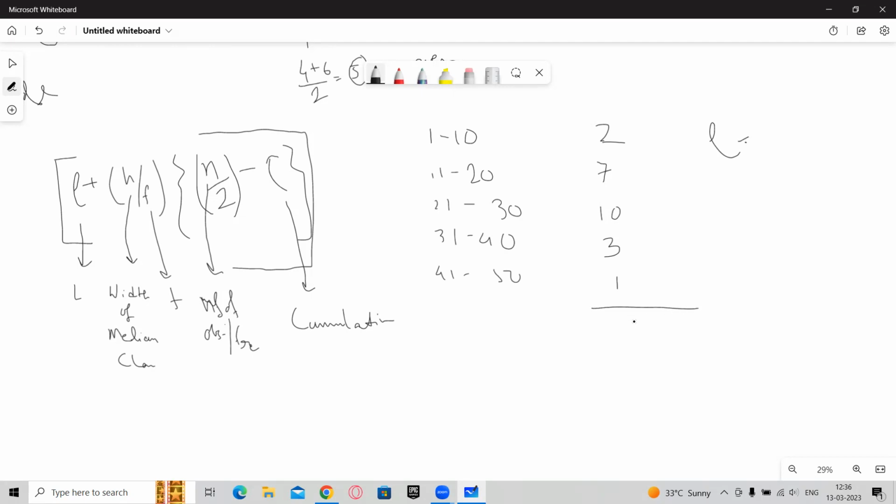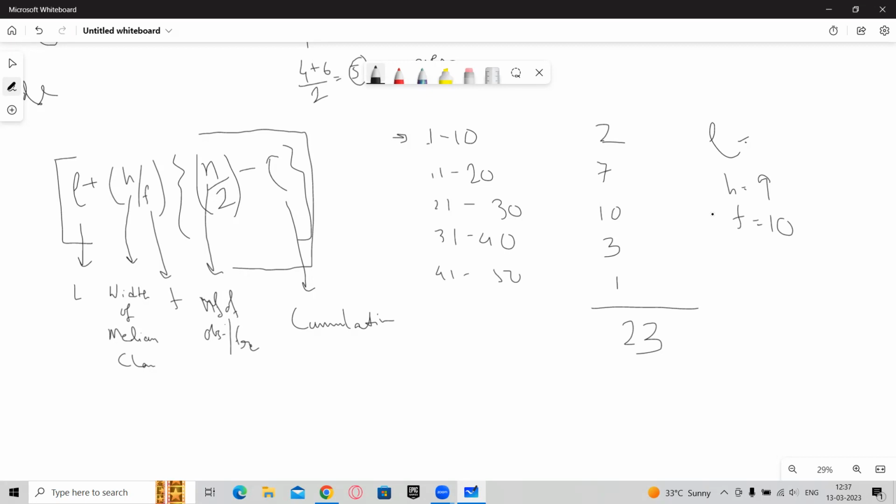Okay, the total is 23. Then the width, we can represent it as a width. Width is our 9. Frequency is, we are representing it from 1 to 10. The frequency should be 10 here in every group. Okay.